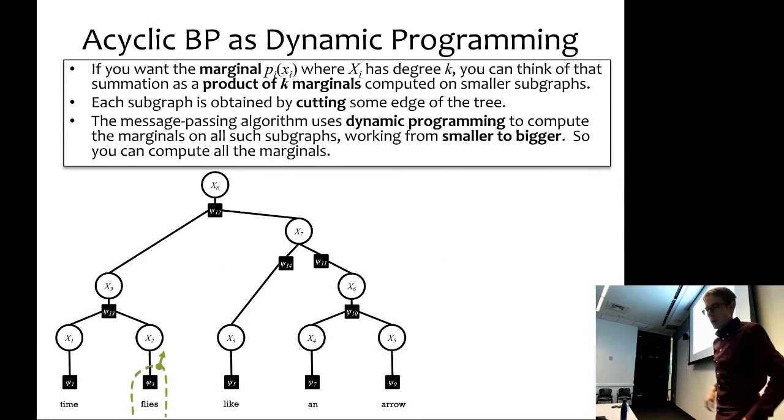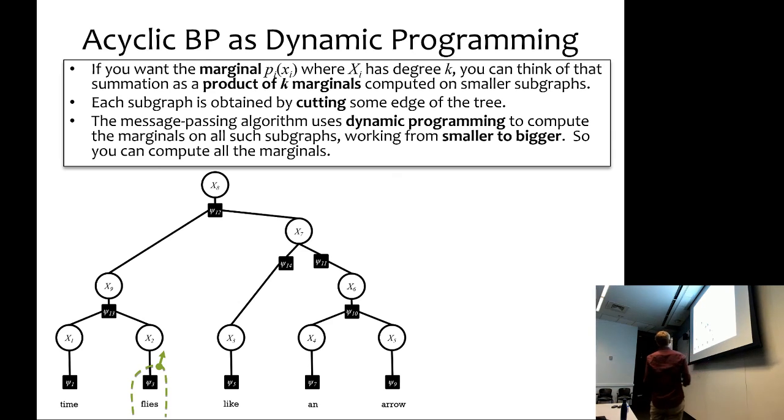Okay, so how is this actually possible? It's a little easier to wrap your head around if you think about what's going on when we send messages from leaves up to the root and then back down. If you want the marginal of some variable xi, where xi has degree k, you can think of that as a product of k marginals computed on smaller subgraphs. Each subgraph is obtained by cutting some edge from the tree. The message passing algorithm uses dynamic programming to compute the marginals on all the small subgraphs first, and then works up to the big ones.